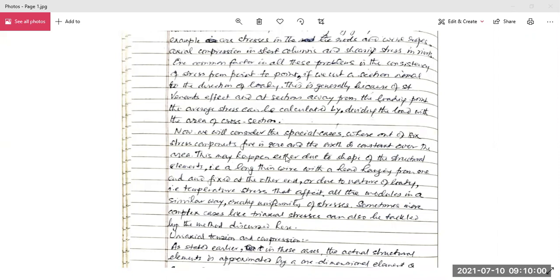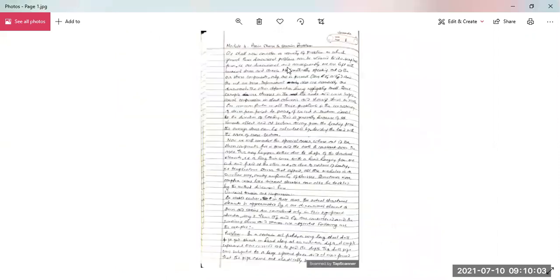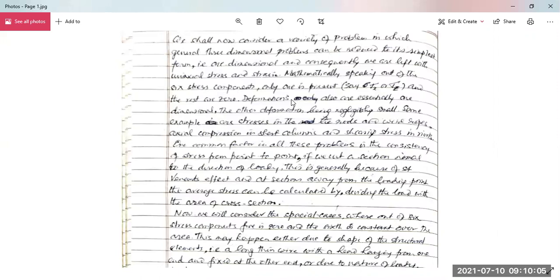We are in the process of starting module number 4. Here, we have to tell you a few points about plane stress and strain before we go to the more detailed and more complicated portions of the chapters. We have considered so far a variety of problems in which general three-dimensional problems can be reduced.